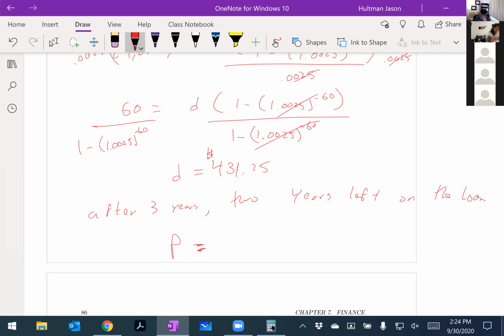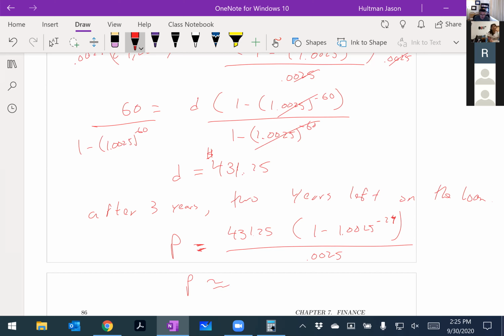So we're going to do 431.25 times 1 minus 1.0025 to the negative 24th power, all over 0.0025. Where did the 24th power come from? Those are the remaining 2 years. That's the number of payments that I would have remaining. It's 2 years times 12, which is 24 months.